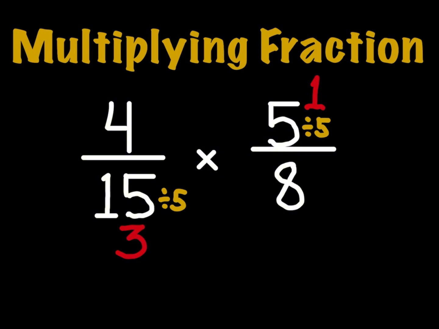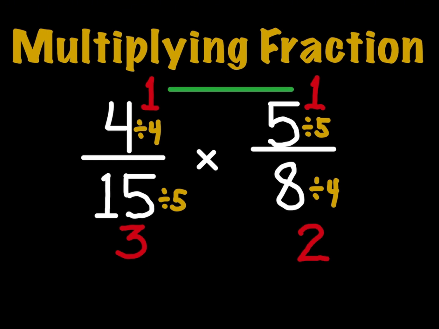Okay, and then after that, you look at 4 and 8. So 4 and 8 are divisible by 4. So 4 divided by 4 is 1. And then 8 divided by 4 is 2. Okay? And now, after finding their common factors, you can directly multiply the numerator and multiply the denominator.